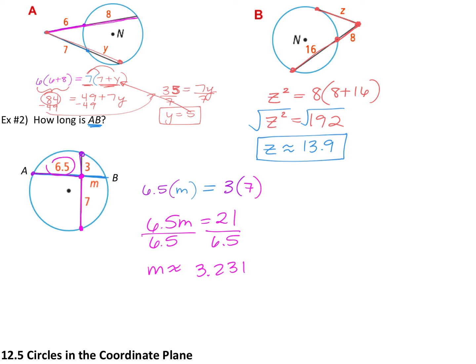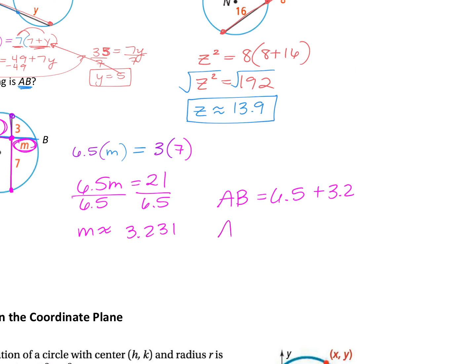So you take your 6.5 and your value of M and you just add them together. That's the length of AB. So AB is going to be 6.5 plus 3.2. So the length of AB is 9.7. Questions on that?